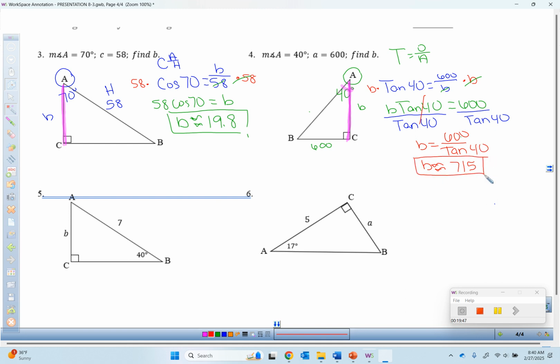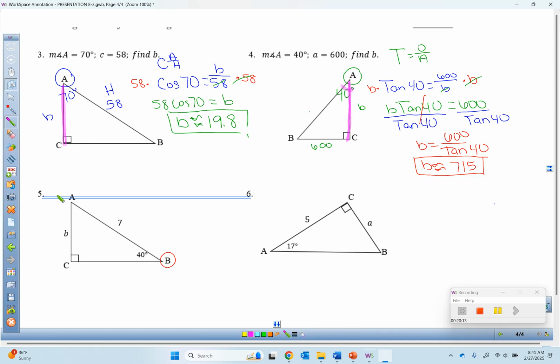All right, guys, you're doing good. Number 5. Okay, number 5, it is already labeled for us. So it has our degree here, so I'm going to circle my big B. My little b is over here, and I do have a hypotenuse. We notice that there's a hypotenuse.